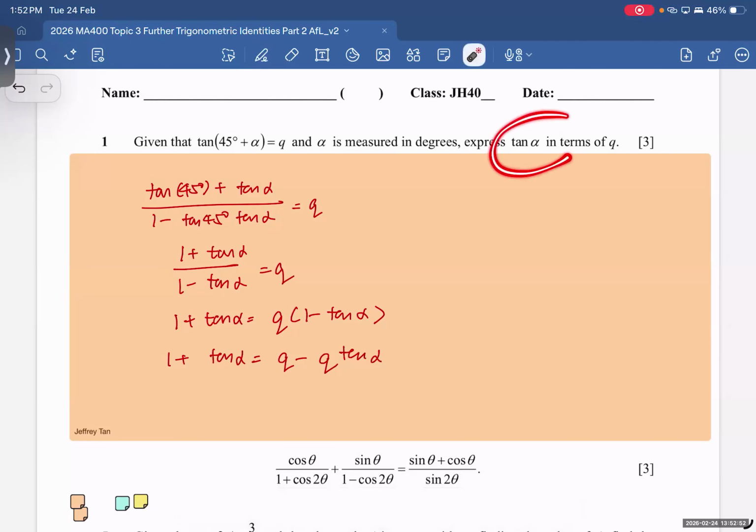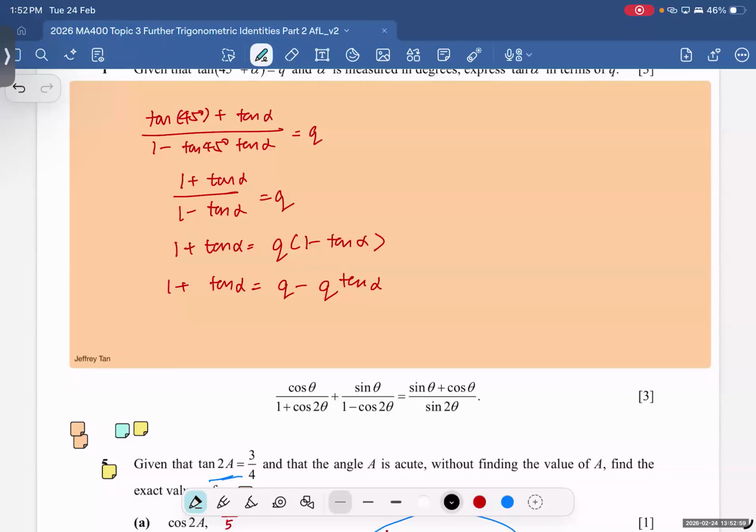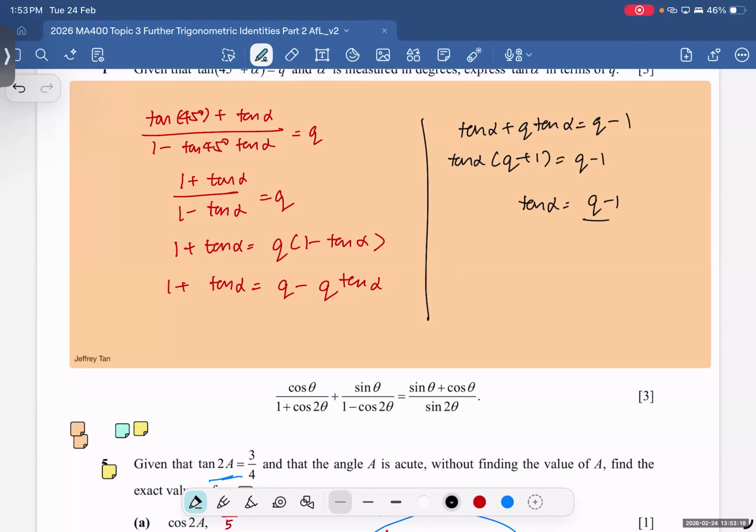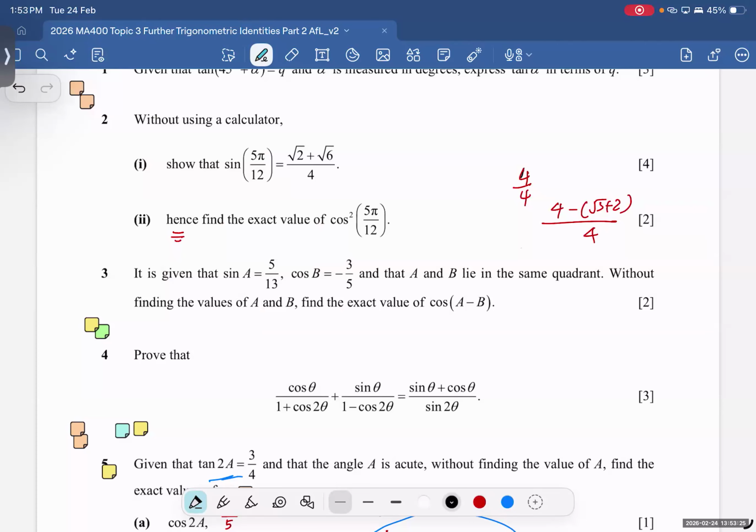Now, because I want tangent alpha to be the subject, I group them together. So guys, take a look. I put all the terms with tangent alpha together. Q plus 1. Factorize out tangent alpha, Q minus 1. To make tangent alpha the subject, this is Q minus 1 over Q plus 1. Okay? And answers are behind me on the board.